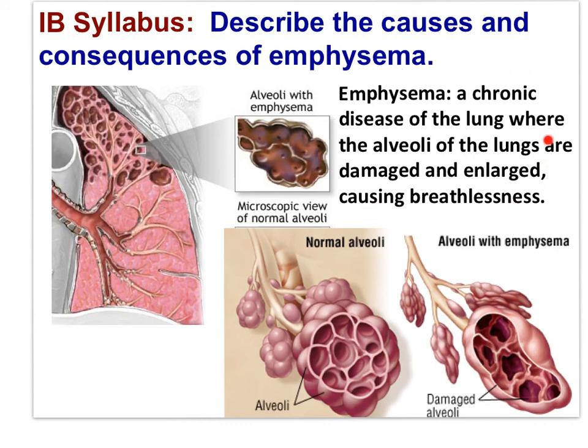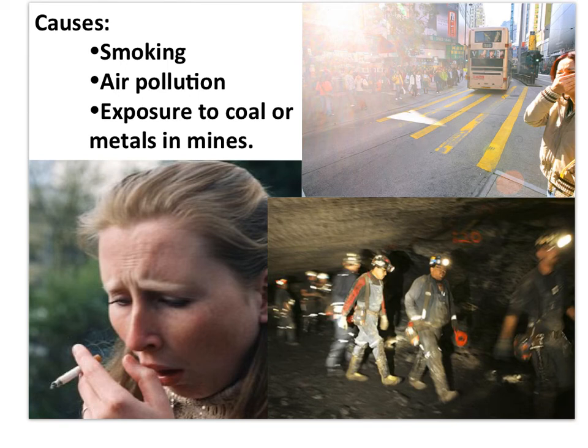Emphysema is a chronic disease of the lung where the alveoli of the lungs are damaged and enlarged, causing breathlessness. You can see in this diagram, here and here, how the walls of the alveoli have been broken down. Due to damaged alveoli, there is less surface area over which oxygen and carbon dioxide can diffuse, and the walls of the alveoli become less elastic, less flexible, resulting in difficulties with exhaling. The causes of emphysema are smoking, air pollution, or exposure to coal or metals in mines.